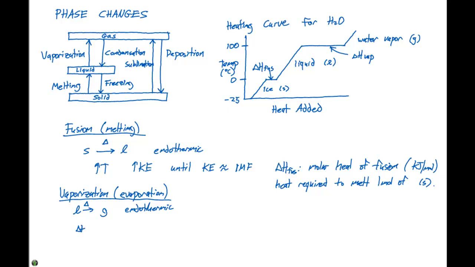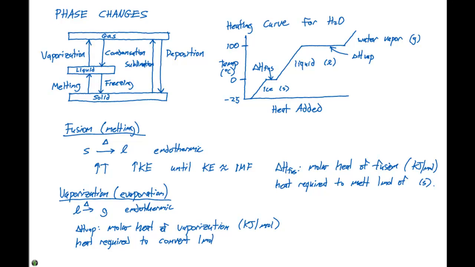So again, we're adding heat, we're increasing the temperature, which is going to help these particles escape the surface. And our delta H of vaporization is referred to as the molar heat of vaporization. Again, this is in units of kilojoules per mole. And this is the heat required to convert 1 mole of liquid to vapor at a given temperature.